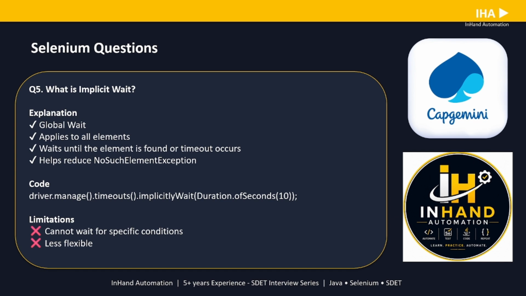The limitation here is that it cannot be used for a specific condition. The implicit wait is a global wait. You just configure it once and it will be applied to your whole script. So that's why sometimes it is less flexible, and it also slows down your test scripts.